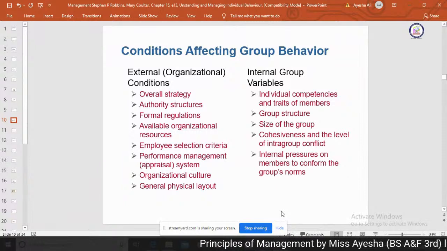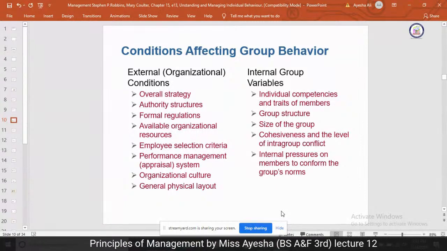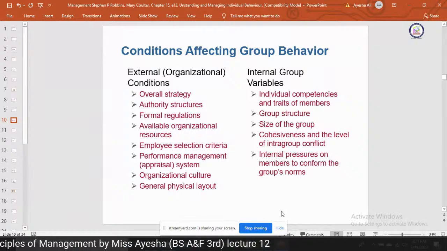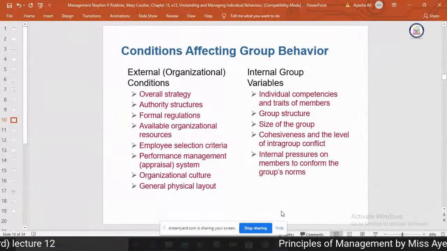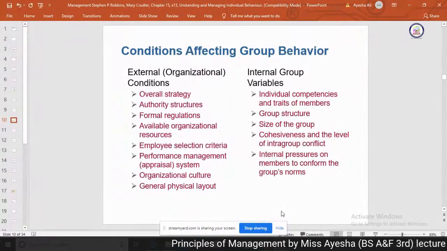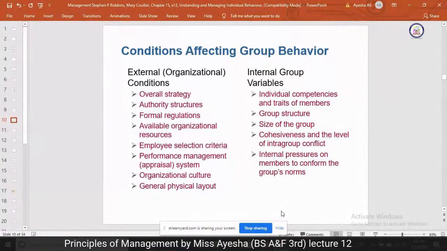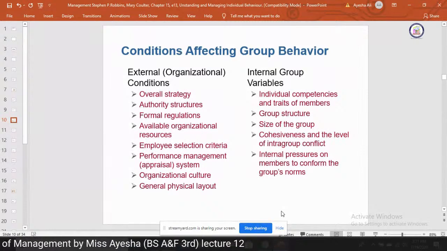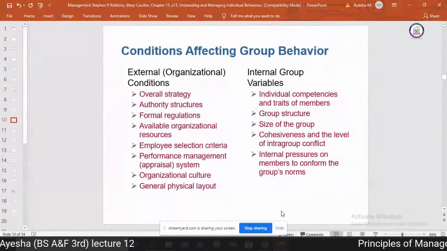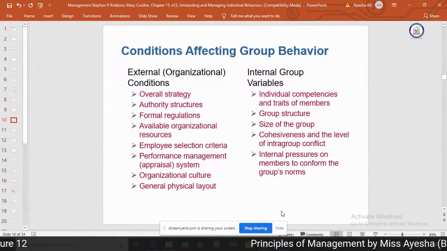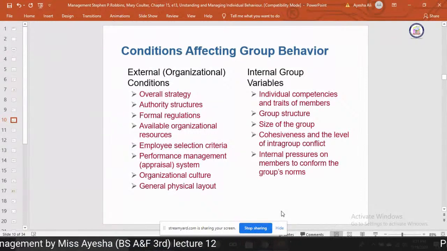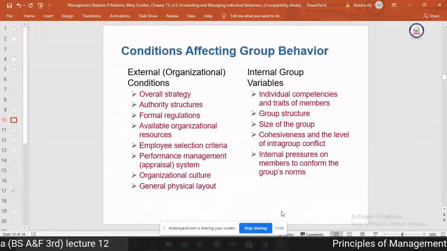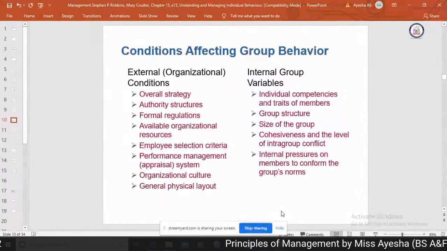So we can make four types of strategy: SO, ST, WO and WT. These are the four types of strategy we can make. So it depends on what the overall strategy of the organization is, because it also affects the performance.